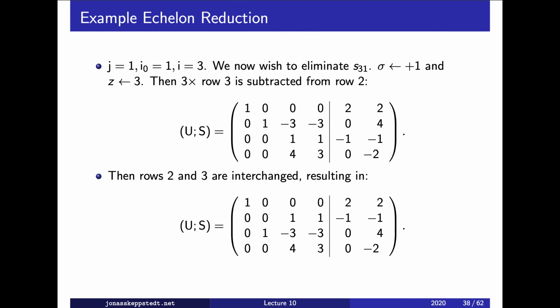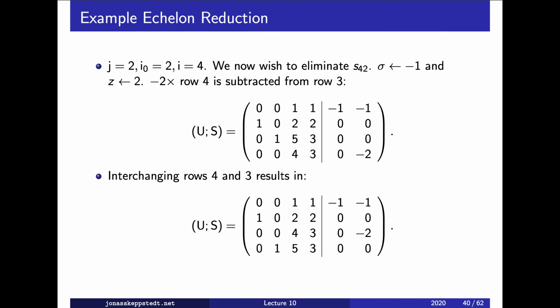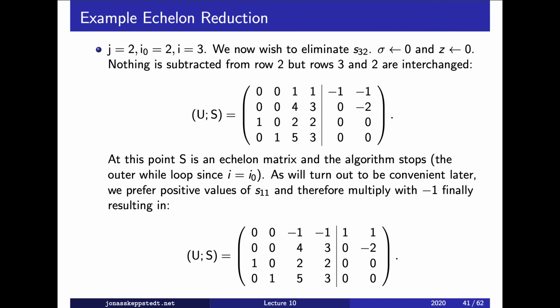I will not go into this in detail for every element, but we can eventually reach, so now the first column is finished, and we proceed with the second column, and finally we have found an echelon matrix and a unimodular matrix, such that U times A is equal to S.